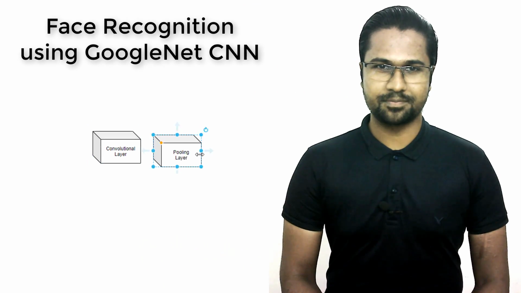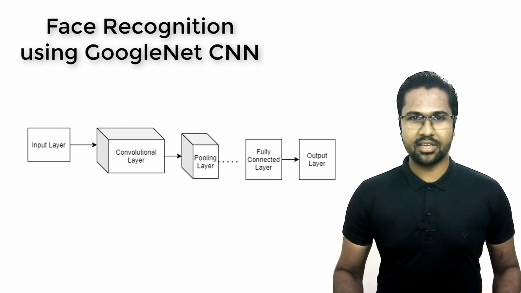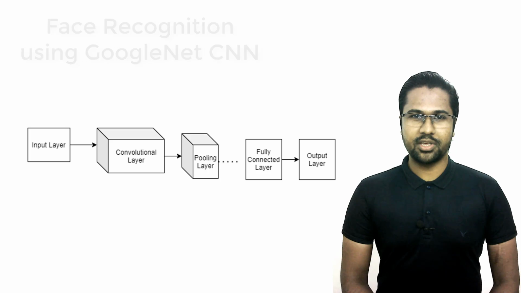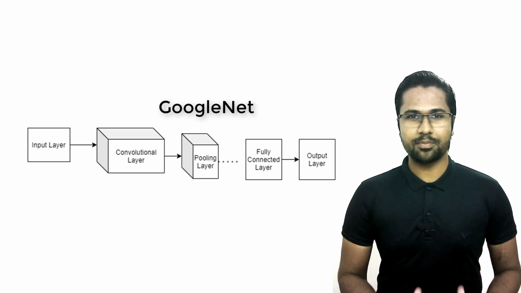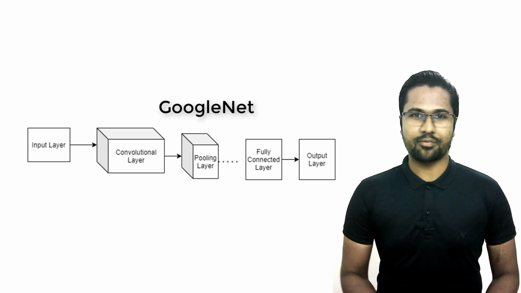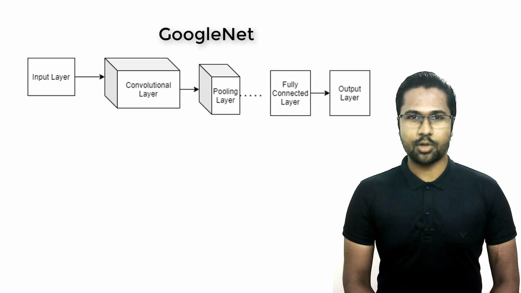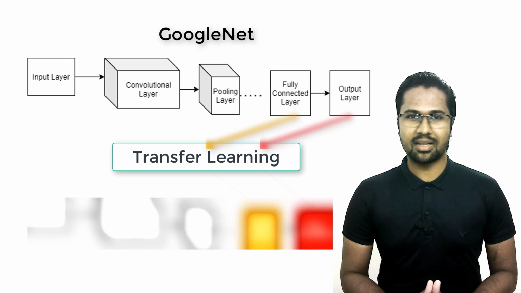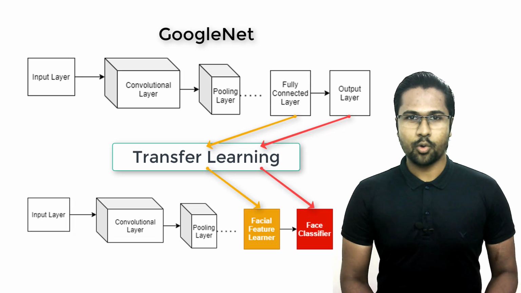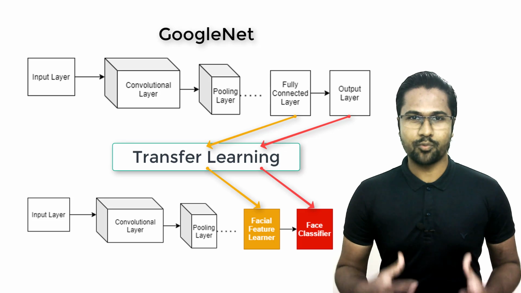Today, we will implement a face recognition system using convolutional neural network. Instead of building everything from scratch, we are going to use GoogleNet, a very popular convolutional neural network. It has been trained with thousands of images and it can classify 1,000 different objects. We are going to apply the concept of transfer learning to replace the last layers of GoogleNet with our self-defined layer so that we can train it to do what we want it to do.